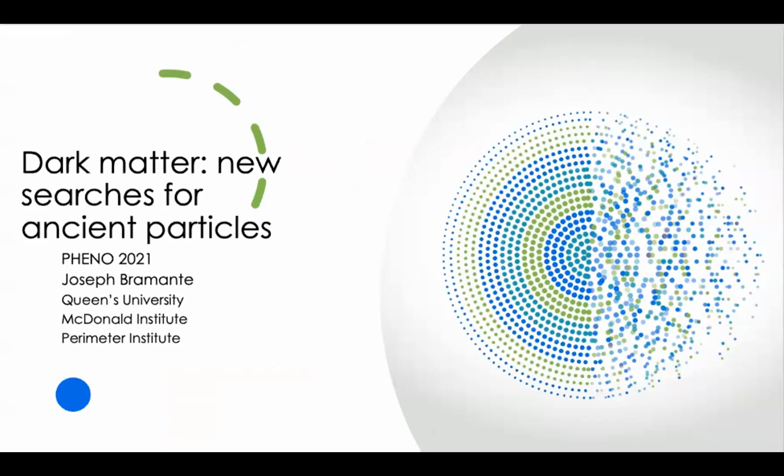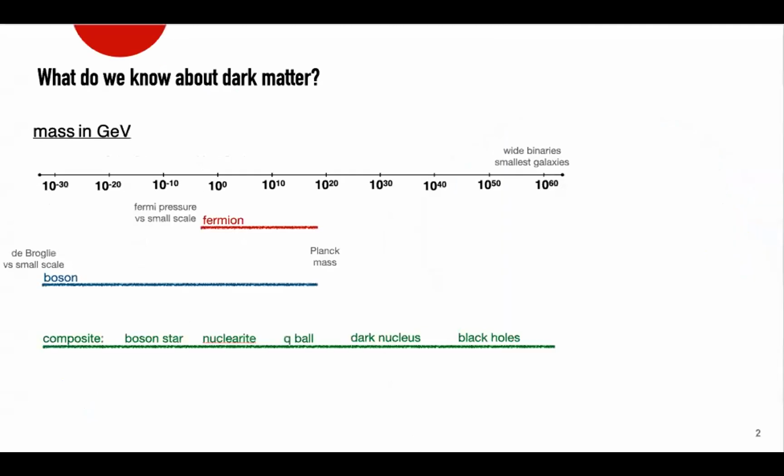Very nice to be here. Today I'll be telling you a little bit about dark matter writ large, and then some new searches for, as I call them, ancient particles that I've done with colleagues and that my colleagues both in Canada and internationally are involved with right now. I'm at Queen's University, which is the Central University of the McDonald Institute, a new institute in Canada directed towards astroparticle research. And I also spend some time at Perimeter.